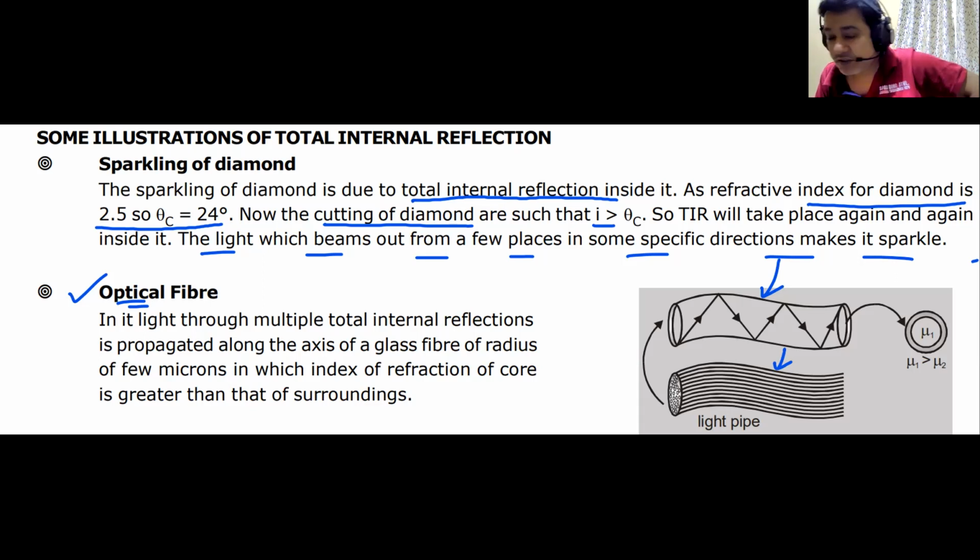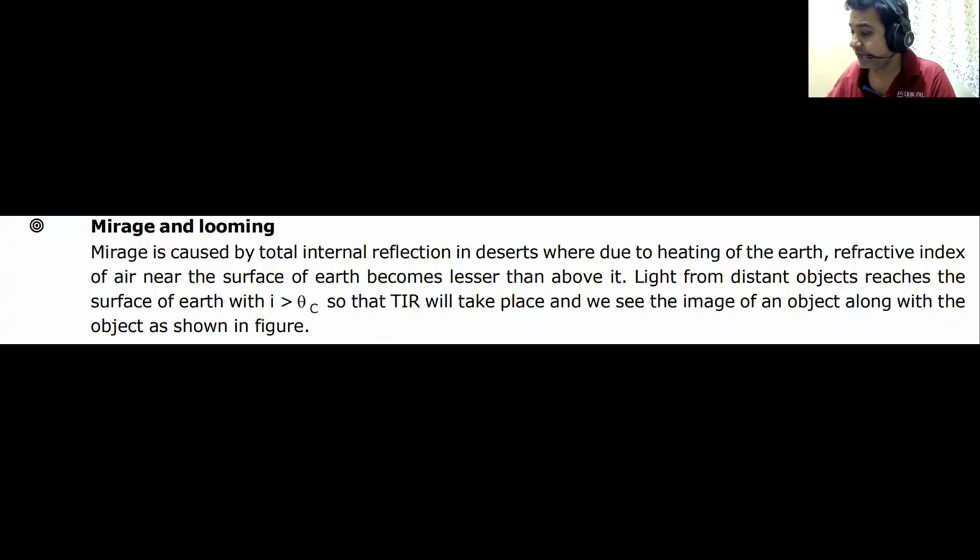Yes, sir. These are two applications, there are more applications. One more is mirage. We'll go through the applications. Just note it down. I'll give you a minute to note these things down. It's important that you know the examples of refraction and the examples of TIR, because a straightforward question is going to come. One minute. We come to the next point.